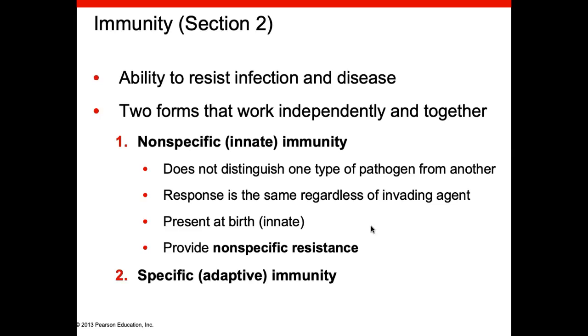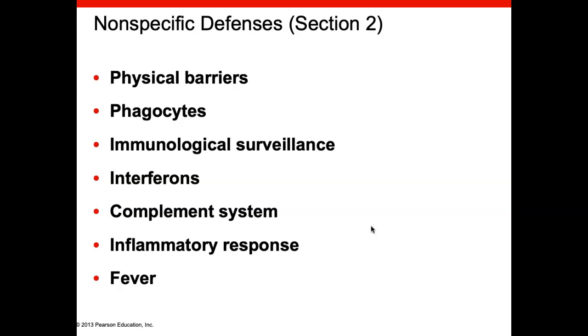So it's called adaptive. Nonspecific immunity, or innate immunity, does not distinguish one type of pathogen from another. The response is the same regardless of whatever it is that is invading us. So it is nonspecific. Nonspecific defenses include physical barriers, phagocytes, immunological surveillance, interferons, complement system, inflammatory response, and fever.